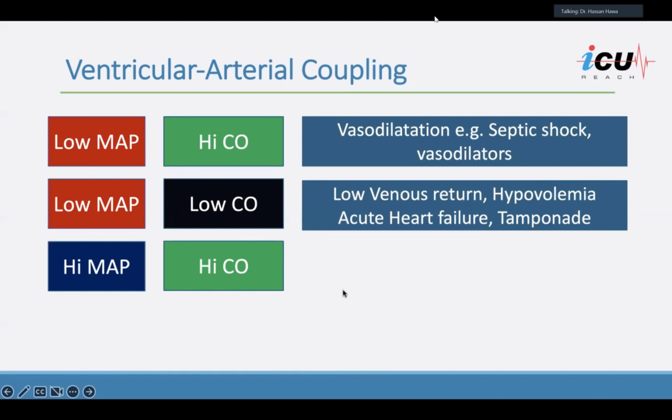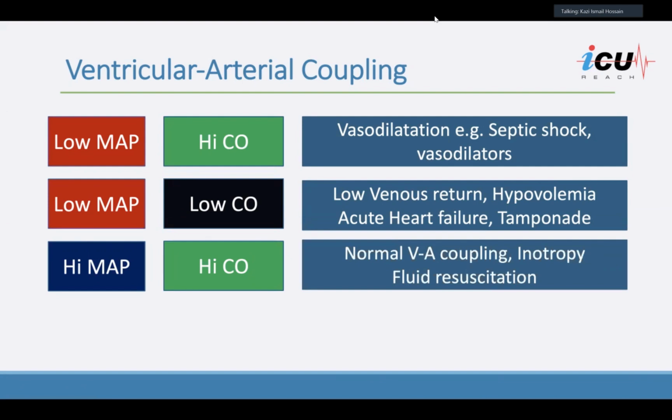Okay, so you're saying there's high mean arterial pressure with high cardiac output. That's what we call the normal state, if you like, or the state of normal ventricular arterial coupling. When you use inotropy, for example, then you will get high MAP and high cardiac output. Also, if you give fluid resuscitation and the patient is responsive, then you'll get this situation as well.